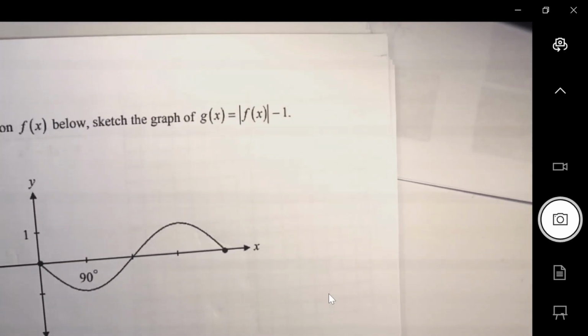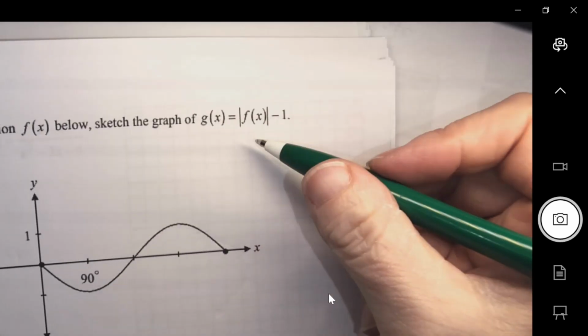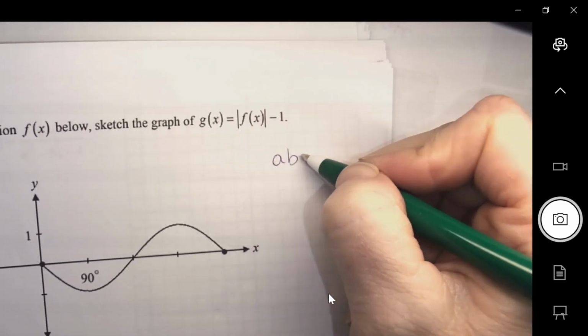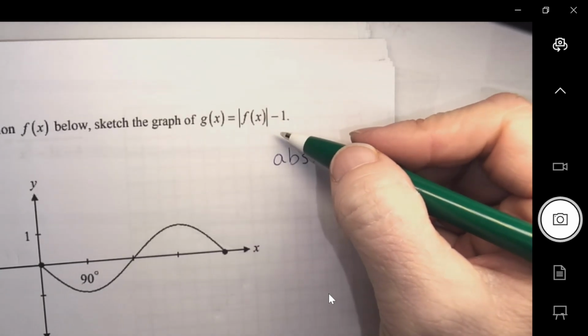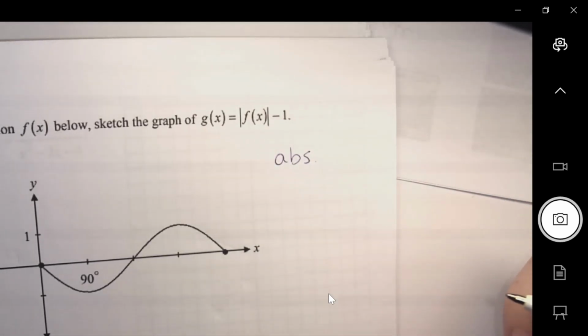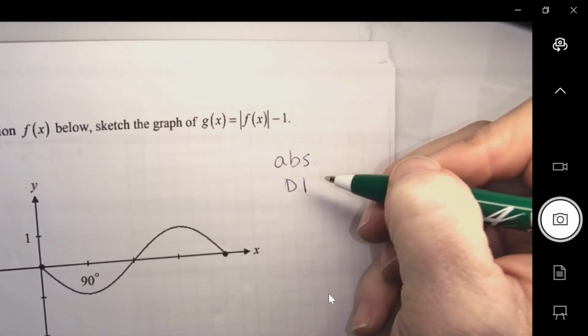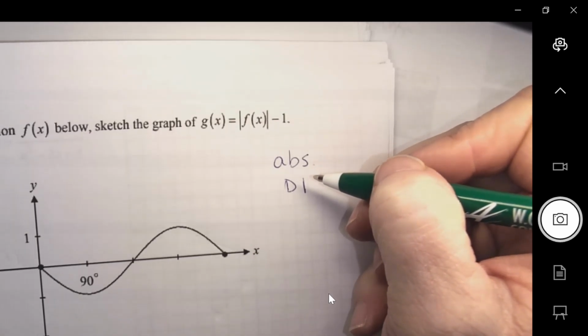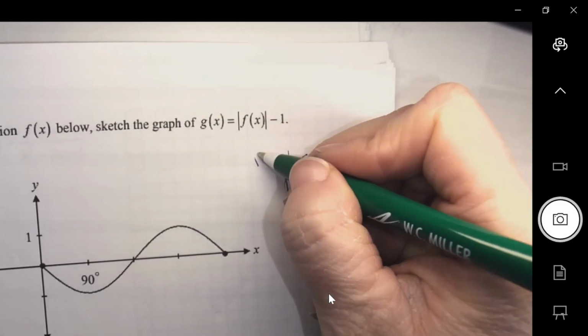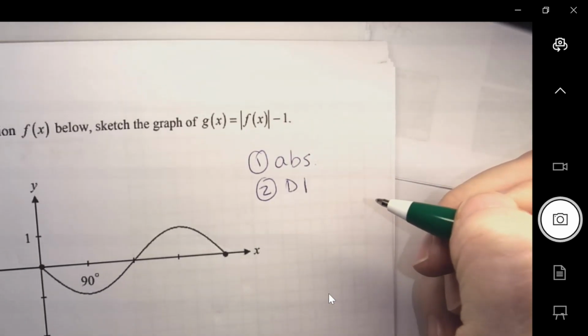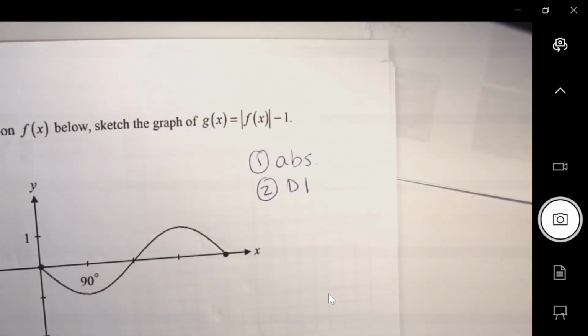Okay, looking at this, we have an absolute value involved. And is that a right one or is that a down one, the way it's written? Down one. Okay, should I absolute and then move down, or should I move down and then absolute? Absolute, then down. So I'm going to do that, right on my paper, I'm just drawing it.